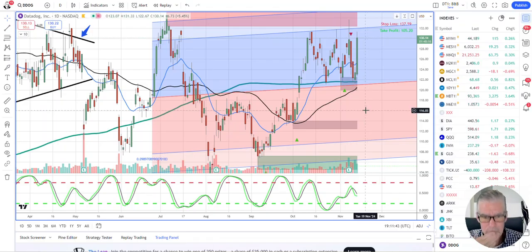What else do I have on here? Well, I've got the volume bars down below, and if the close is above the open, we get a green bar. If the close is below the open, we get a red bar.